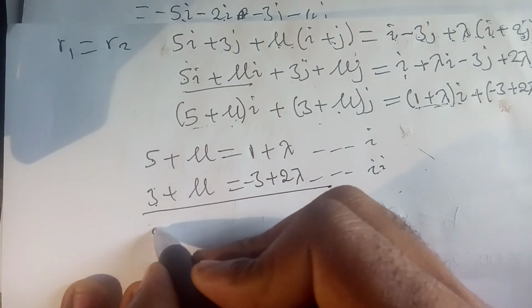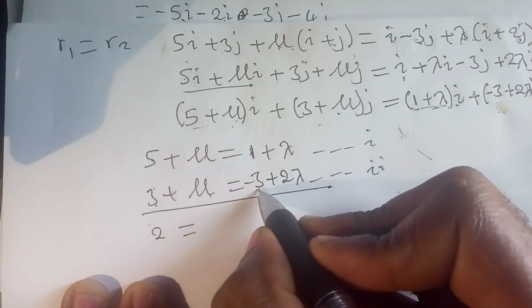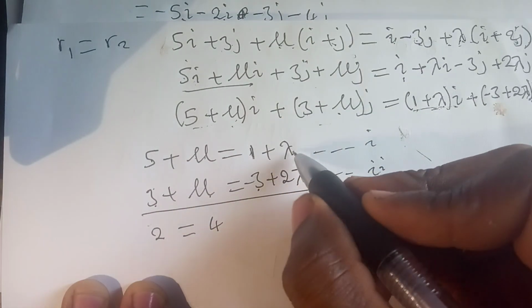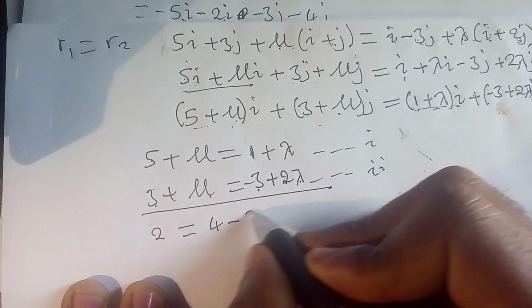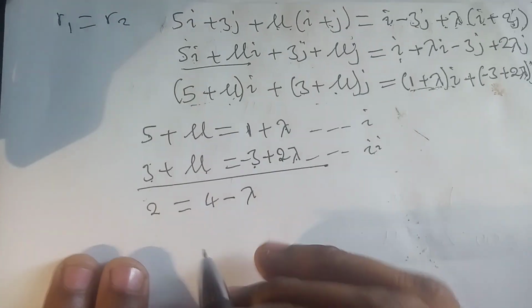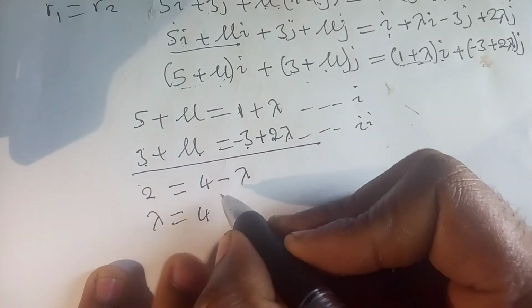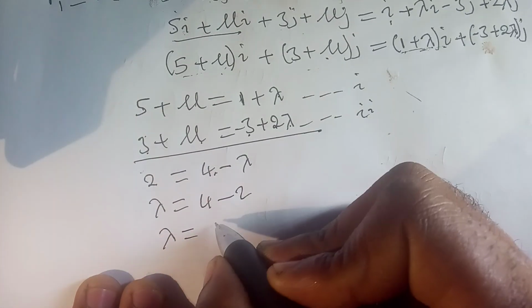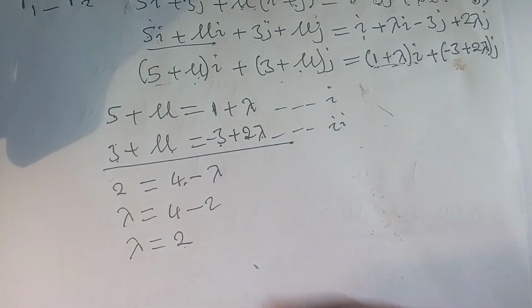So this minus this will be 2, this minus this is a 0, then 1 minus negative 3, this will be a 4, then lambda minus 2 lambda, this would be negative lambda. So I can just take the negative lambda this side, then I remain with a 4, bring the 2 this side, so that my lambda is equal to 2. And then I can also solve for my mu, but this should be enough.